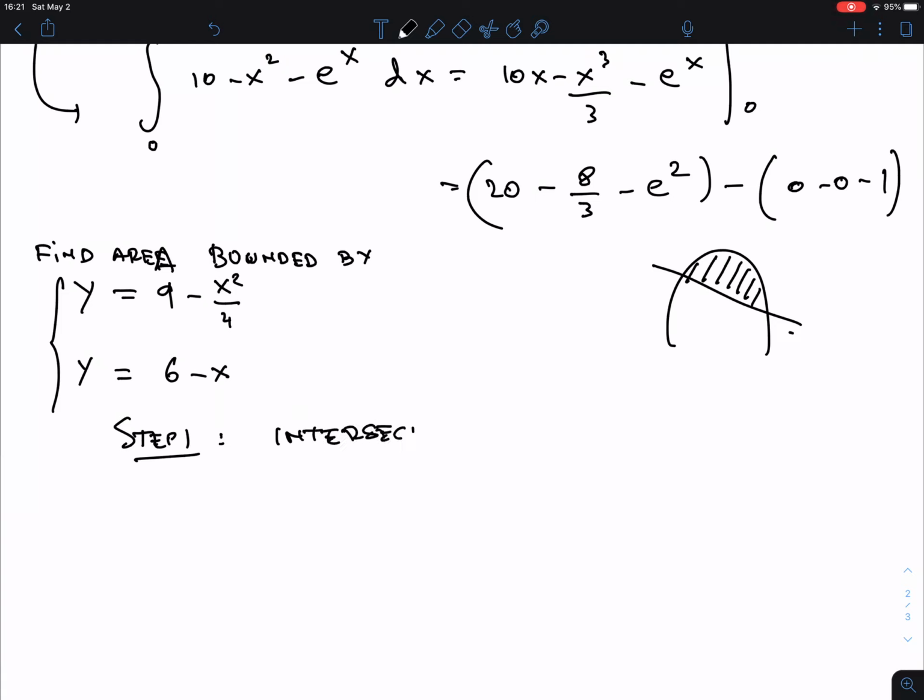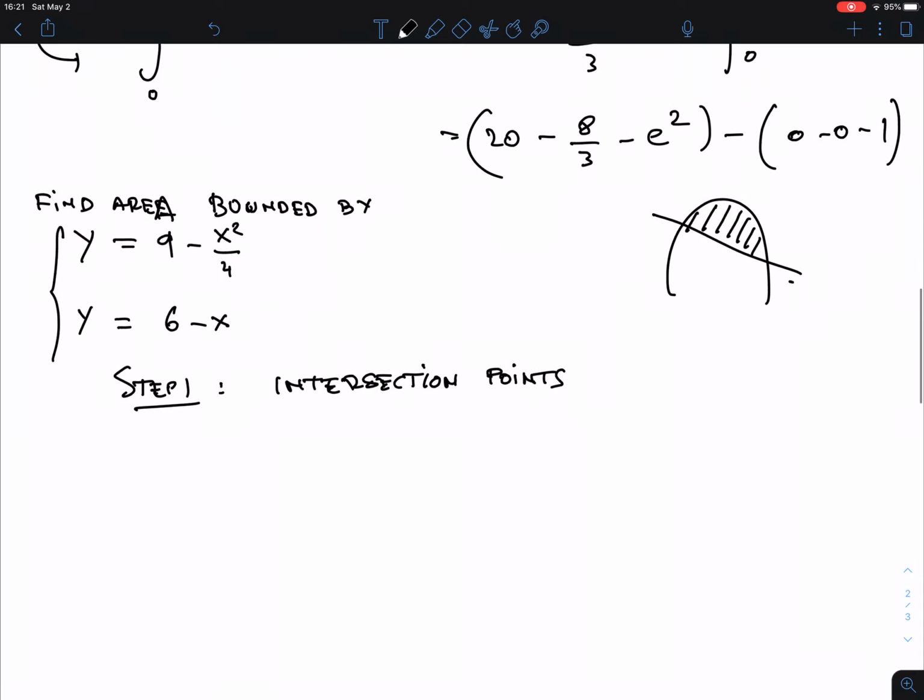Now think about it. How do you find intersection points? Try to answer this before you go on. An intersection point is a point that lies on both of these curves. That means it satisfies both equations. So we have to put one equation equal to the other. So 9 minus x squared over 4 equals 6 minus x.